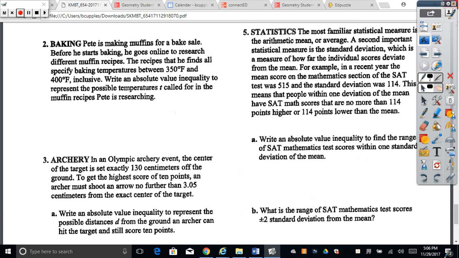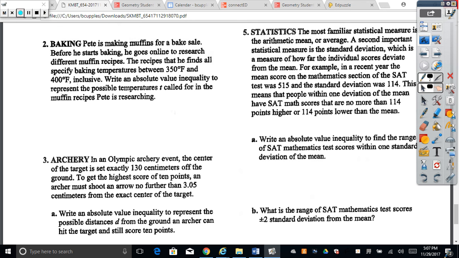Pete is making muffins for a bake sale. Before he starts baking, he goes online to research different muffin recipes. The recipes that he finds all specify that the baking temperature is between 350 degrees Fahrenheit and 400 degrees Fahrenheit inclusively. Write an absolute value inequality to represent the possible temperatures T called for in the muffin recipe Pete is researching. Okay? Now, here's what I want you to know.